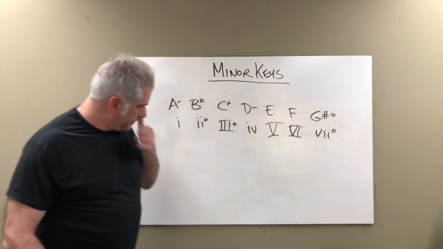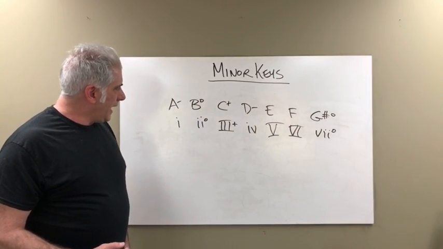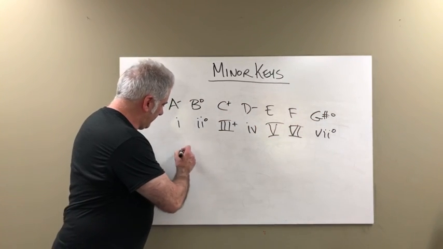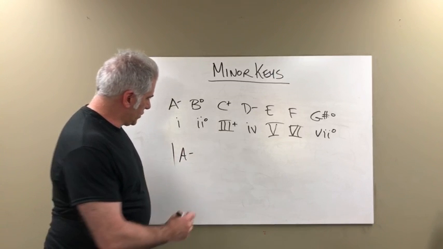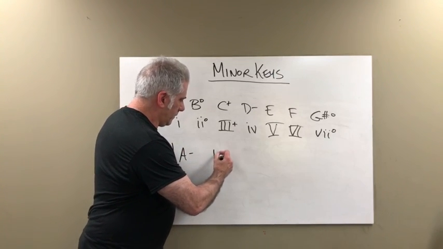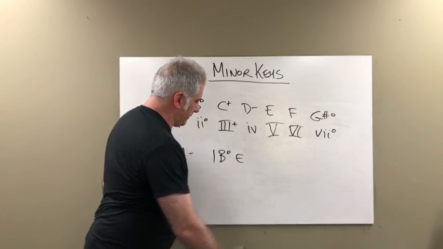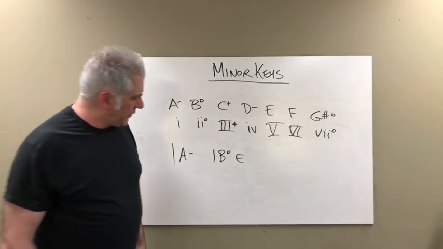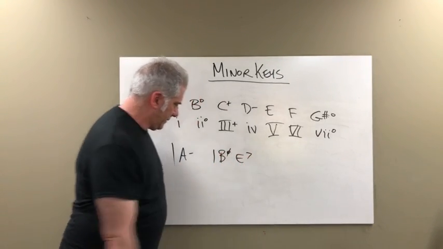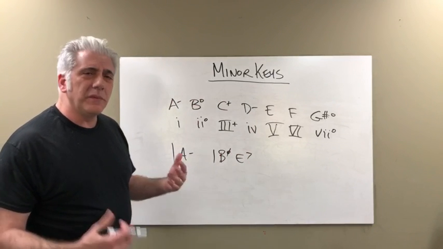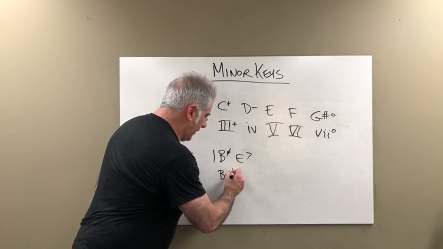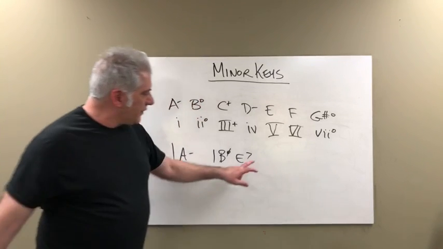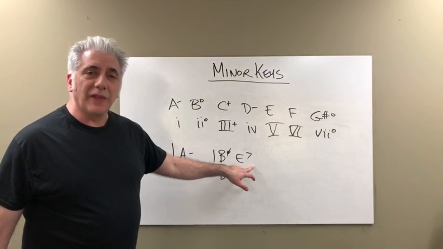Okay, so if I had a chord progression like this, A minor to B diminished to E major, you typically don't see that. You typically would see a half diminished chord, the E7. Okay, half diminished would be a minor 7 flat 5. B minor 7 flat 5 is half diminished. The E7 would typically have a flat 9 on it.